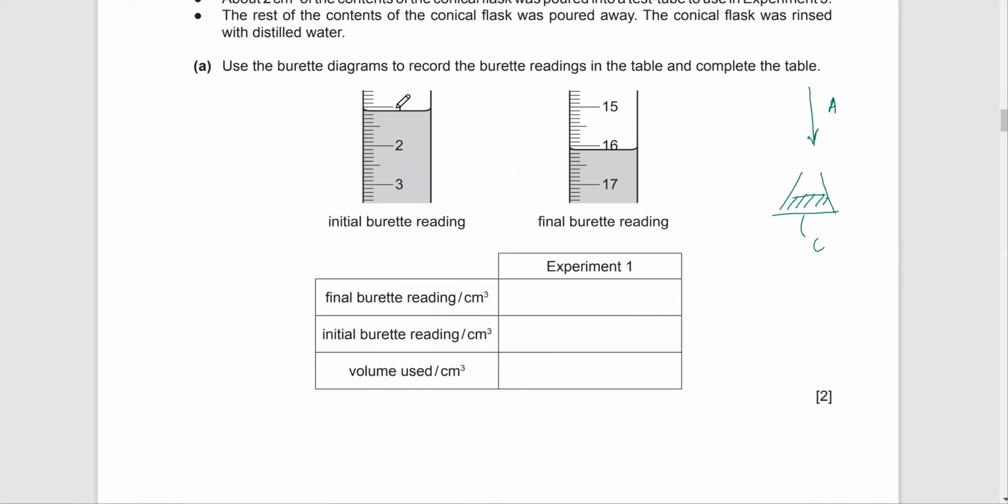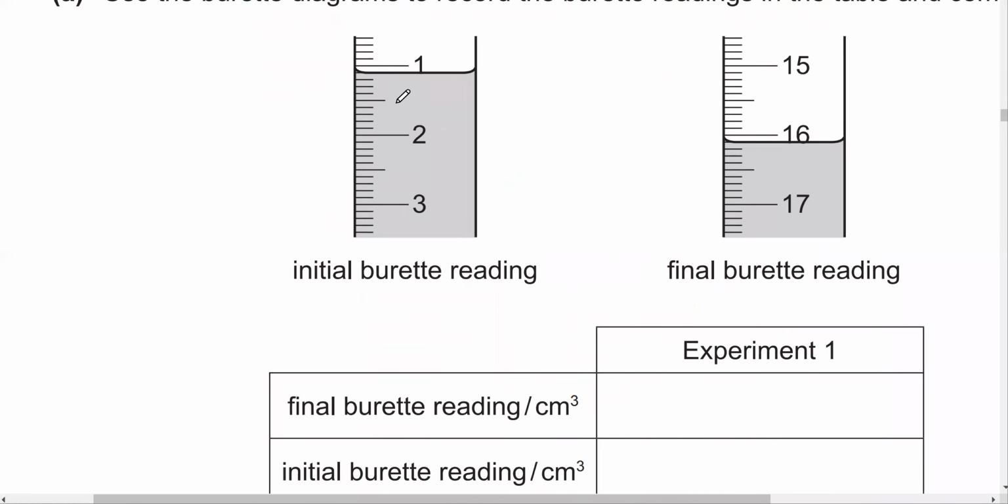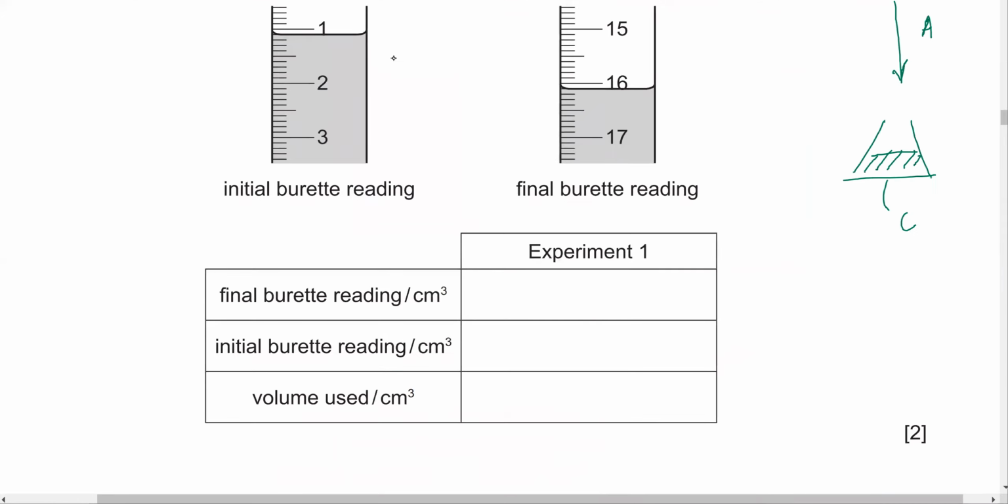Mahad, what's the value? What is this value? It would be 16.1 minus 1.1. Okay, so your final burette reading is 16.1 cm3. Always write it to one decimal place, and minus 1.1 cm3, and this gives you how much? 15 exactly. So you can see I'm not writing 15, I'm writing 15.0. Always write up to one decimal place for a burette reading.